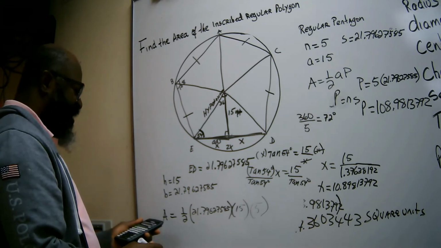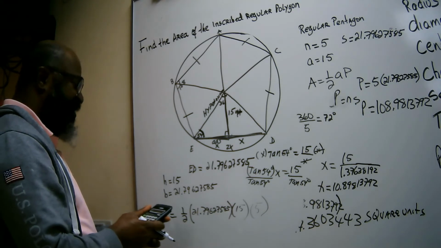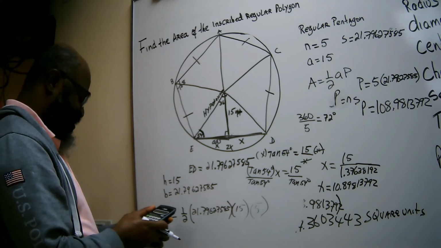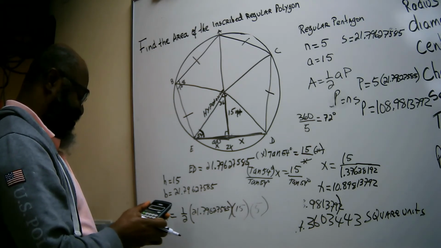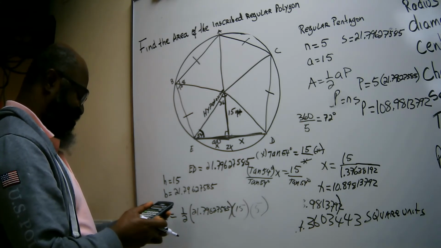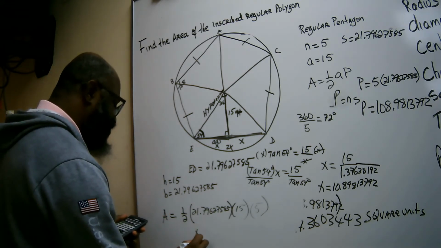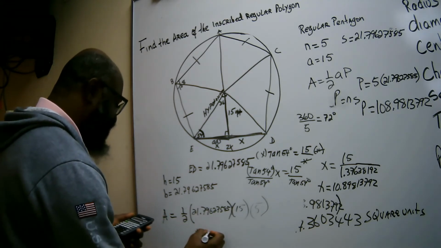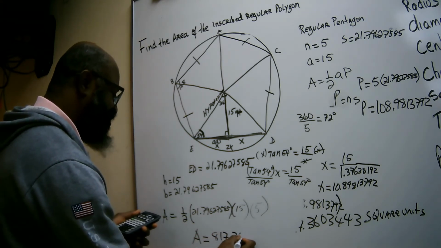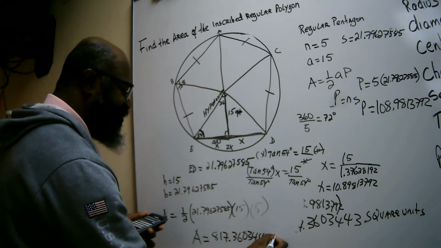Then you will have 15 times 5, that's 75, times 21.79627585, and you take half of that. Bingo, it gives you the same outcome. So that has to tell you how powerful math is. 3603 square unit.